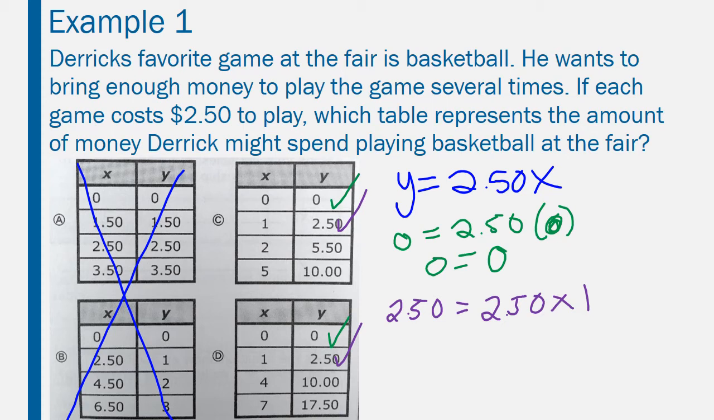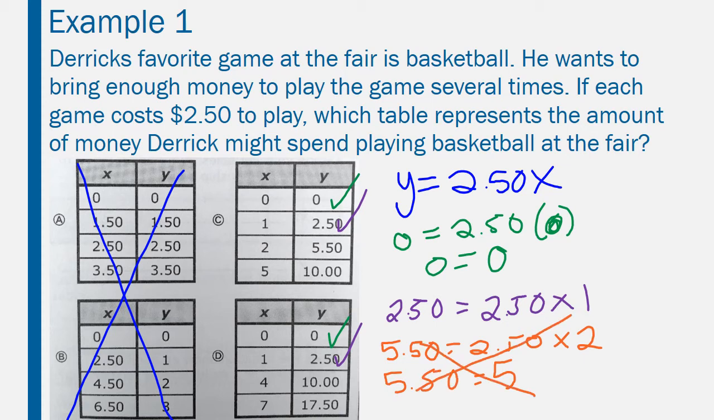We're going to plug it in. $5.50 is equal to $2.50 times 2. Right now on your boards, I want you to solve this. What is $2.50 times 2? Anna? Very good, it's $5. Is $5.50 equal to $5?